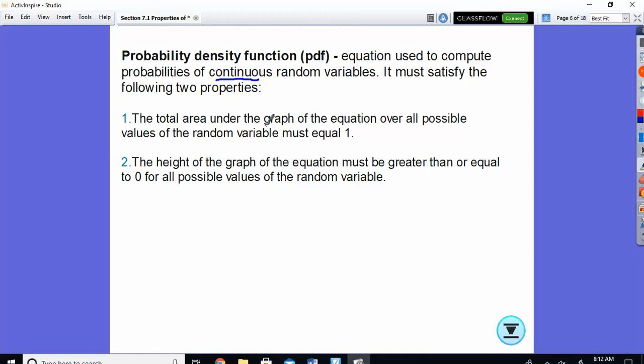Just like everything else though, if we're talking about probabilities, they have to add up to 1. So if we're looking at the graph, the area under the graph is 1. Probabilities always have to be positive. So the height, if we were drawing a graph of the probabilities, it would always have to be between 0 and 1 for each given probability.